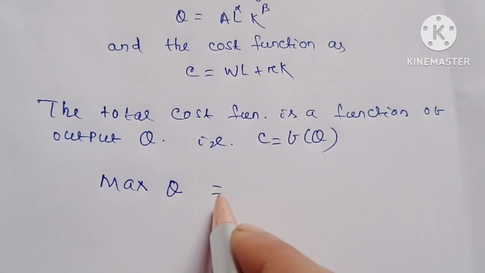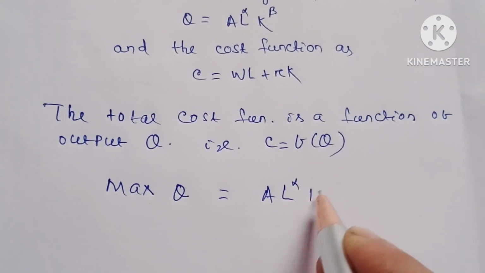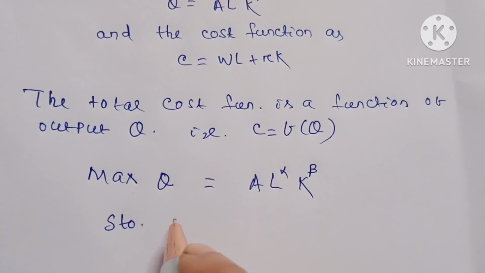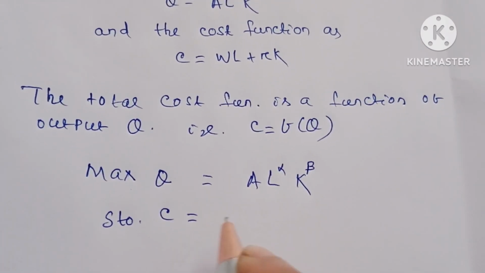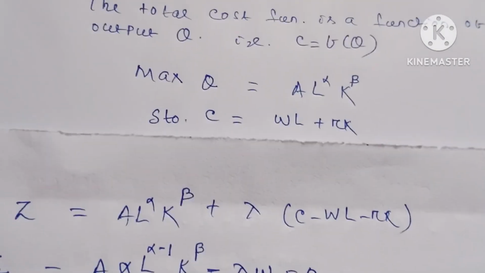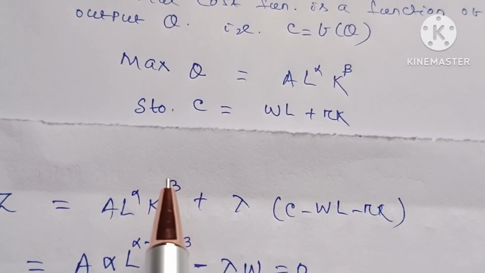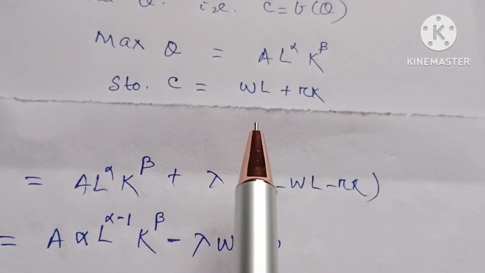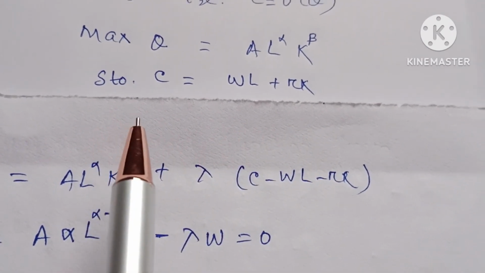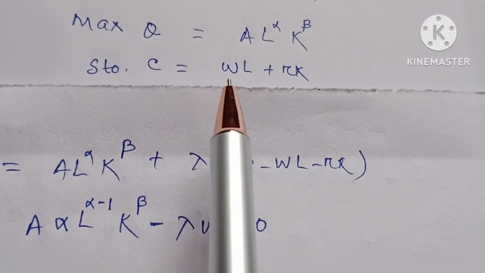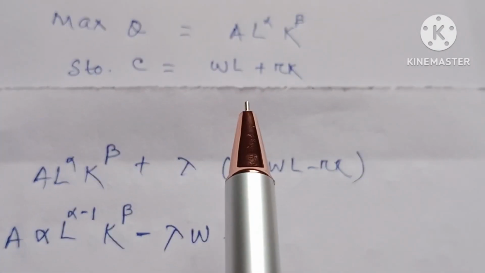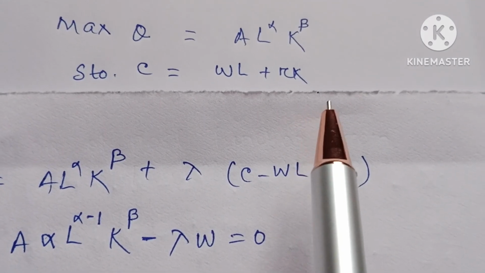maximize Q = A L^α K^β, subject to the cost constraint C = WL + RK. Since this is an optimization problem, we will be using the Lagrangian multiplier here to solve this. Now we can write the cost constraint as C - WL - RK = 0. We have to equate the cost constraint to 0.